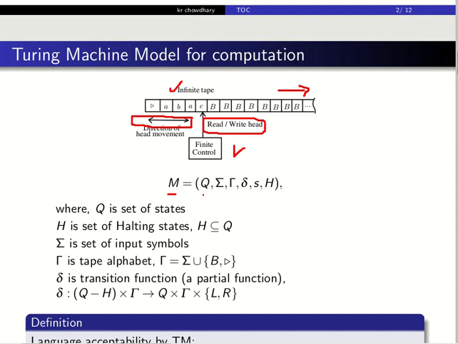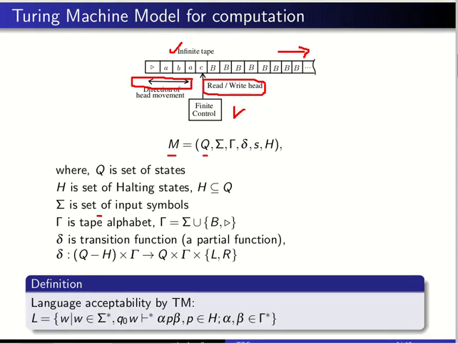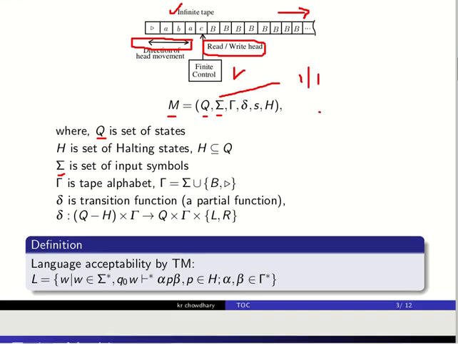So the Turing machine has a finite set of states, Q. Then sigma is the input alphabet, rather than what you write on the tape. Then gamma is the tape alphabet.